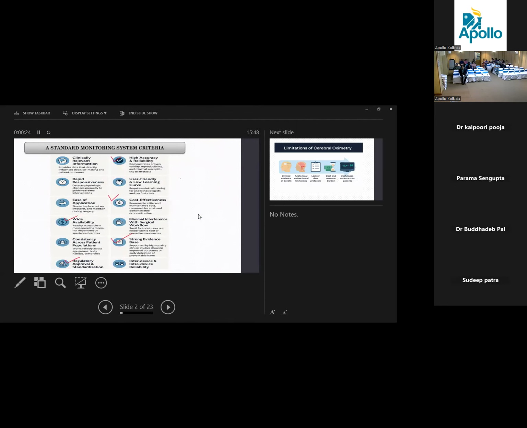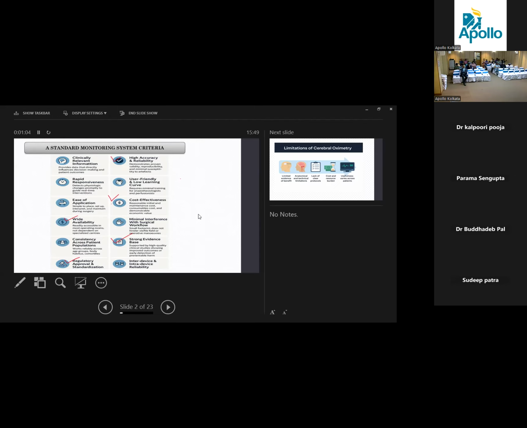Okay, so let's start my talk with a very basic concept: what is the criteria of a standard monitoring system? It should be clinically relevant, highly accurate and reliable, have rapid responsiveness, be user-friendly, easy to apply, cost-effective, widely available, interfere minimally with surgical workflow, have consistency across patient populations, a strong evidence base, good regulatory approval and standardization, and intra-device reliability.